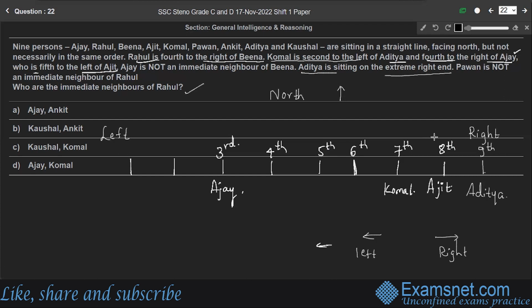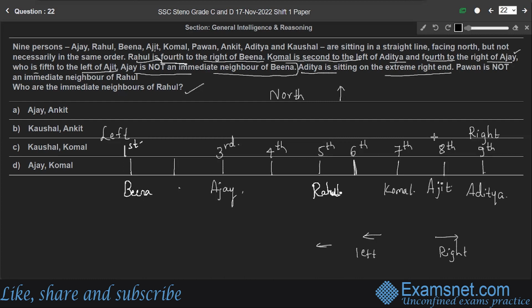So keeping this in our mind, and here Ajay is not an immediate neighbor of Beena. This is also important. Therefore, we cannot consider Beena's position here. Ajay is not an immediate neighbor of Beena, right? Therefore, Beena is the first person, and to the right of Beena, Rahul is the fourth person. So first, second, third, fourth. So here Rahul is the 5th person in a straight line, right?